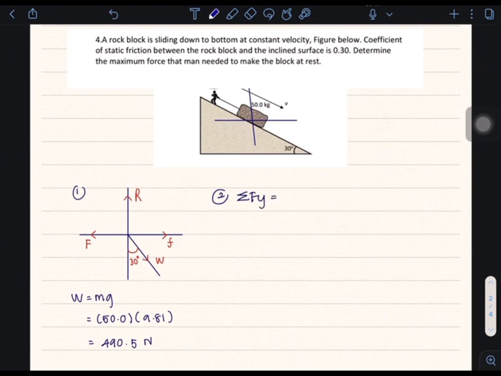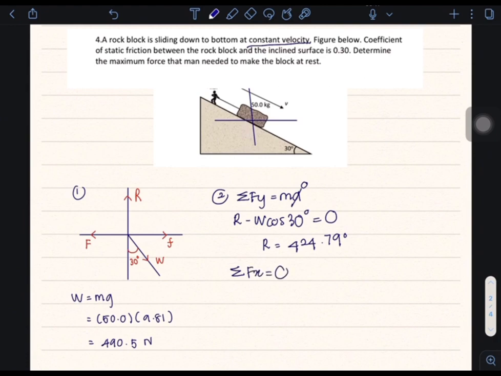We know that the total Fy component is equals to ma, but since the object is in constant velocity, the acceleration value is equals to 0. So the total y component is equals to 0. Thus, the Fy component consists of R minus W cos theta equals to 0. Then we just substitute the W value, and we will get the R value is equals to 424.79 Newton.